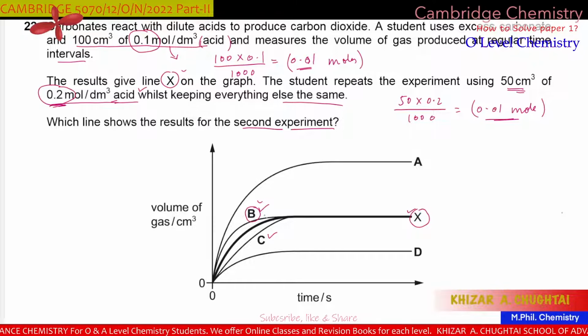B is the correct option in this case, as it has more concentration and less volume. Initially we used 100 centimeter cube. In the second experiment we use just 50 centimeter cube. The lesser the volume and the higher the concentration, the higher the speed of reaction. So B is demonstrating the high speed of this reaction. So B is the second experiment. That is the correct option.